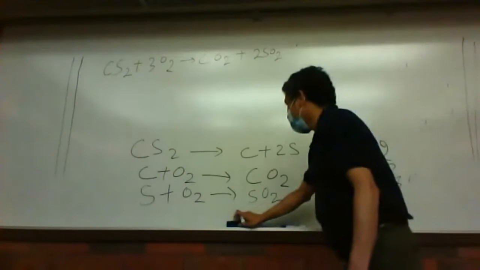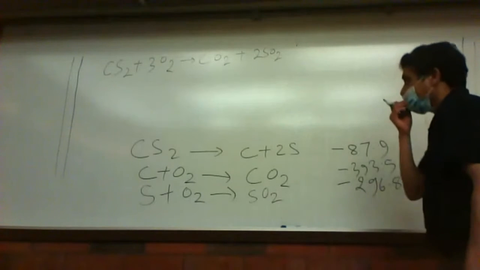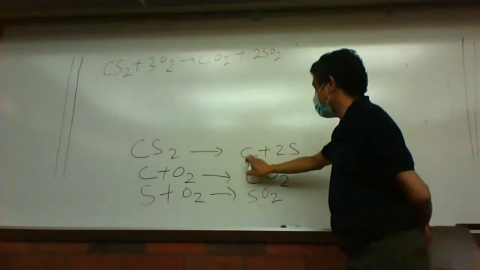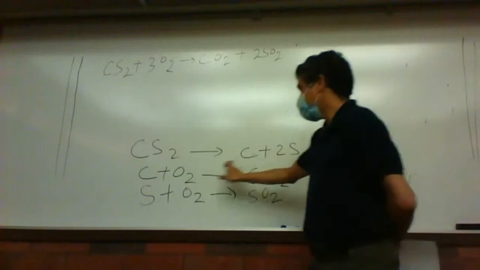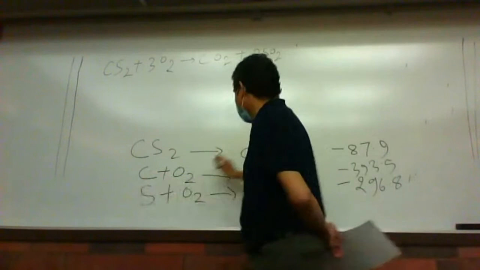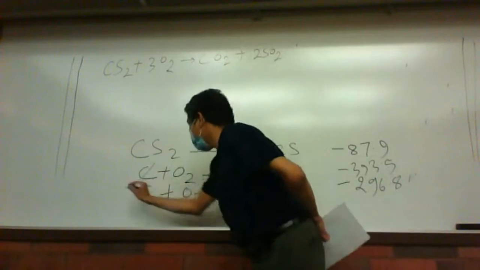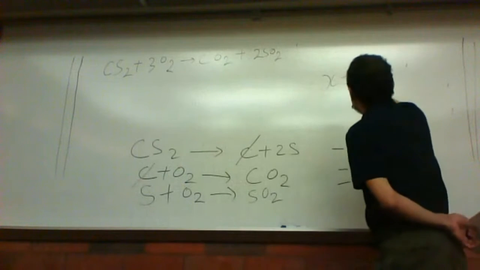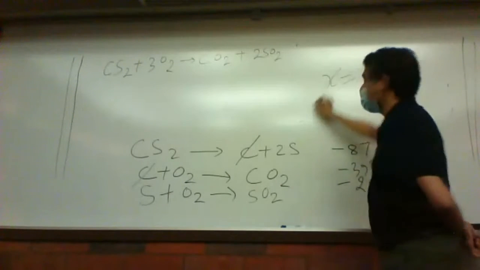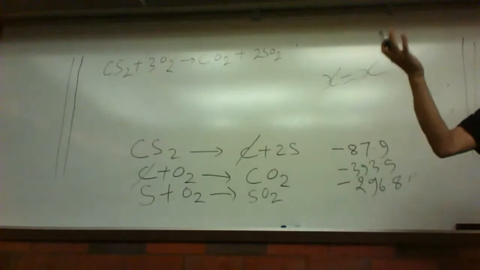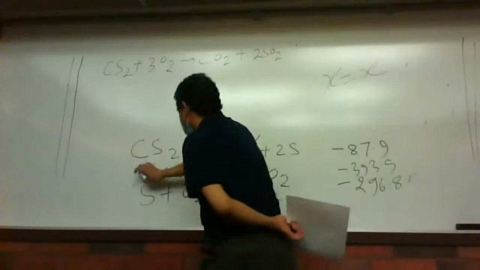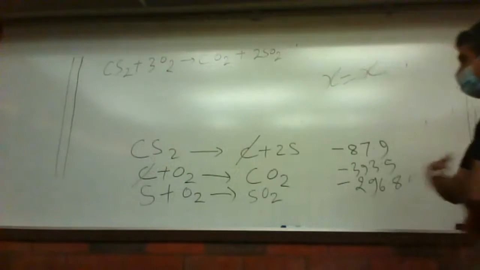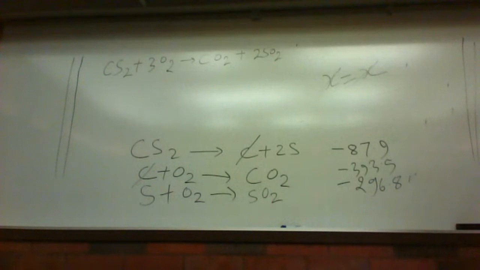If you see here, this carbon is in the right side, and this is in the left side, right? So carbon can cancel. If you have x equals x, you can cancel left and right. Just like that, I'm just adding those. So left side and right side equal number cancel. Good. Now, do we cancel anything here?